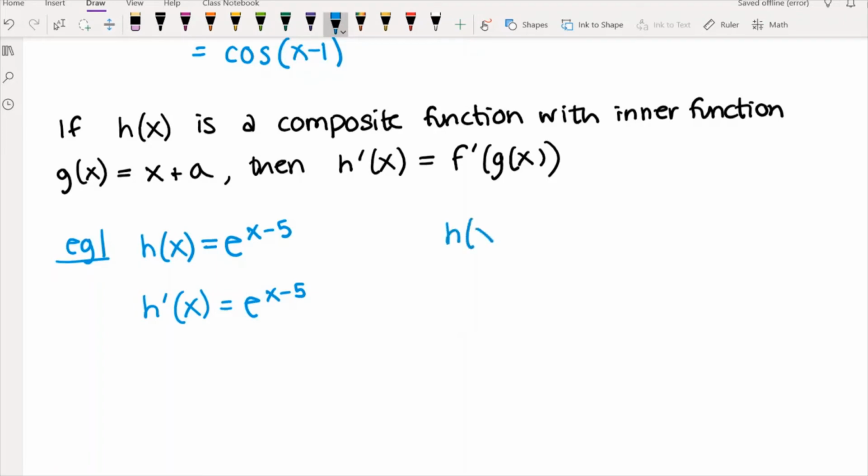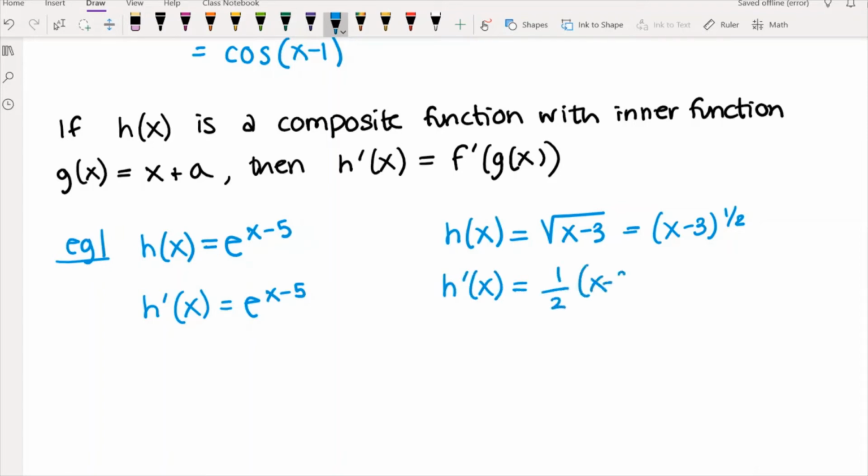Another example would be if you have the composite function square root of x minus 3. Another way of writing this would be x minus 3 to the 1/2, right? So what's the derivative of this going to be? It's just going to be 1/2 x minus 3 to the negative 1/2. So it's just going to be 1 over 2 square root of x minus 3.